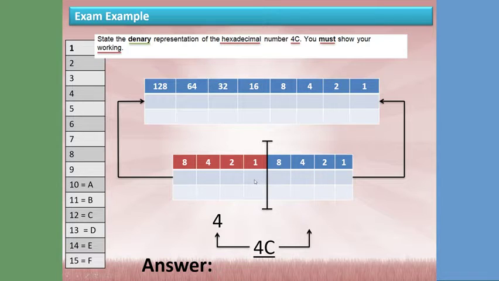So obviously that would be 0, 1, 0, 0. There's our 4. And then C, as we know, is equal to 12 from our hex conversions. So we move 12 up. We have an 8 plus a 4 gives us our 12. We now have an 8-bit binary number split in two. So we just move that up to the top. There is our 8-bit binary number converted from our hexadecimal number below.